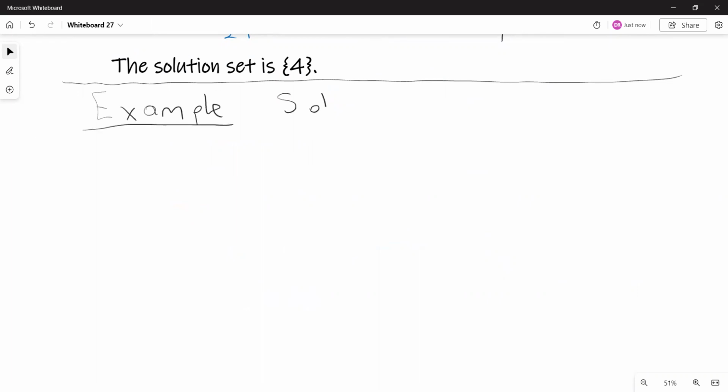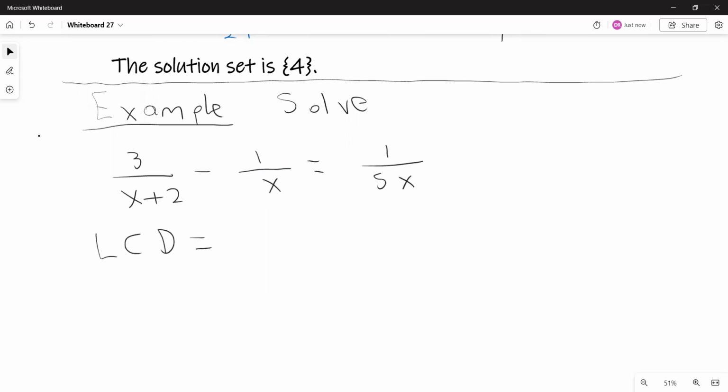We are going to solve the rational equation 3 over x plus 2 minus 1 over x equals 1 over 5x. Okay, so the denominators are x, 5x, and x plus 2. The least common denominator of x plus 2, x, and 5x is going to be 5 times x times x plus 2.